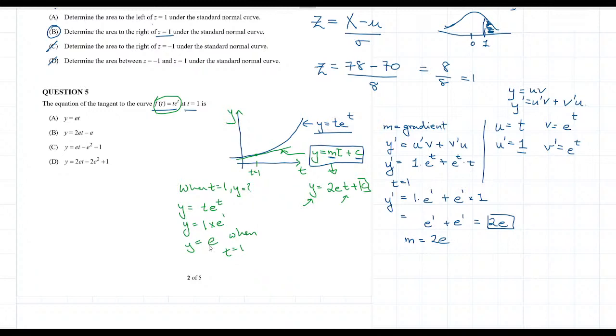So we can sub these values back in this equation now. So e equals 2e, t is 1. So that's just 2e times 1, which is just 2e, plus c. So c is going to be e minus 2e.